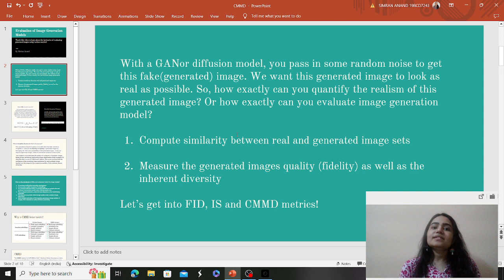Similarity is in what? In metrics, there is always a distance metric. When you evaluate the distance between two image distributions, that is what is called the similarity. We'll come to the more interesting evaluation part also. That's all about computing similarity, how similar the real image set is to the generated image distribution.